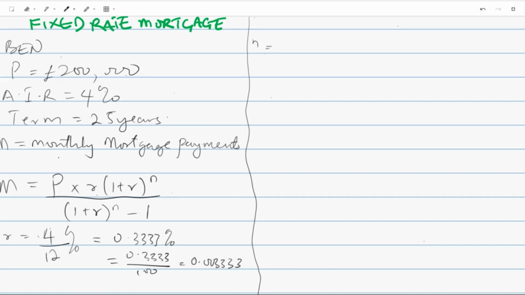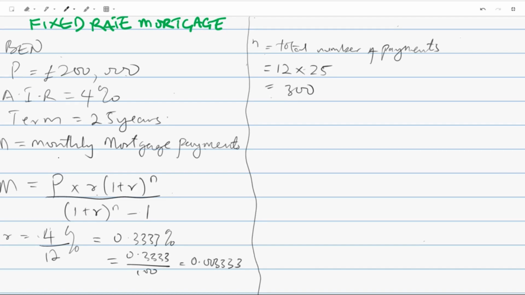So now we need to calculate for N. And N is the total number of payments in that 25 years. So we already know that there's 12 months in a year. And we know that the term is 25 years. So the answer should be 300 there.